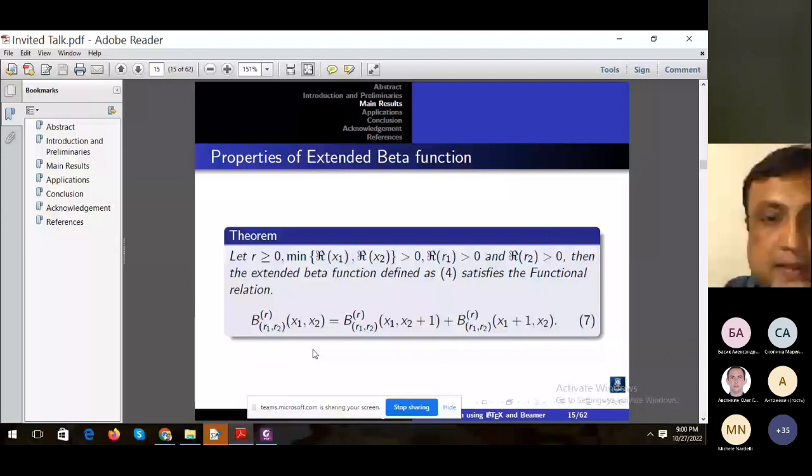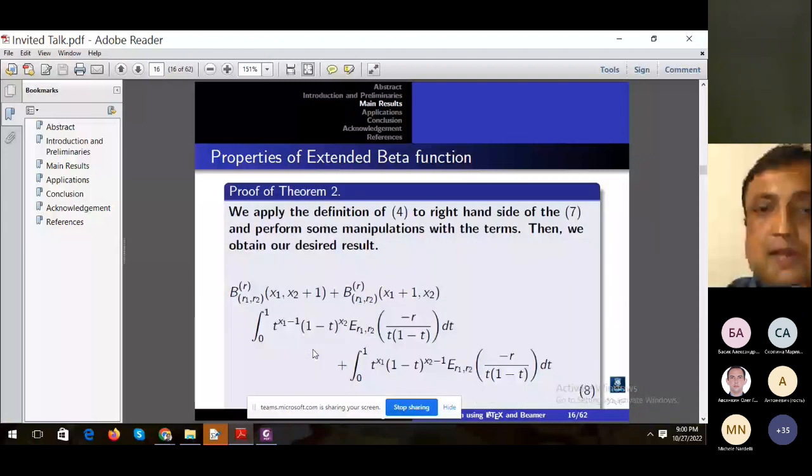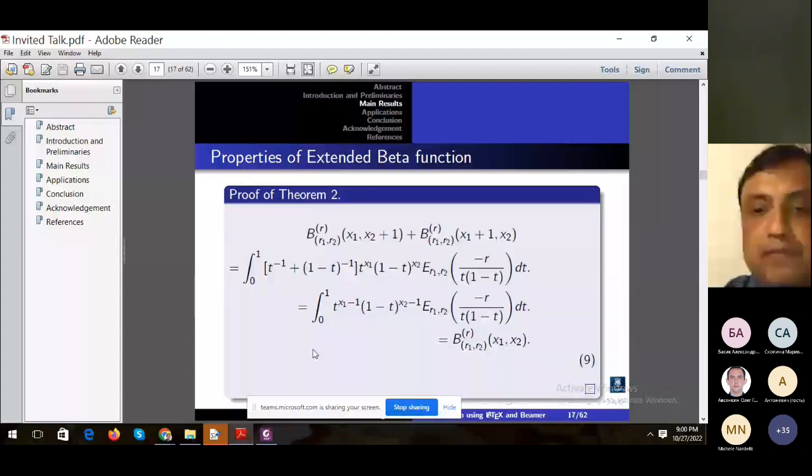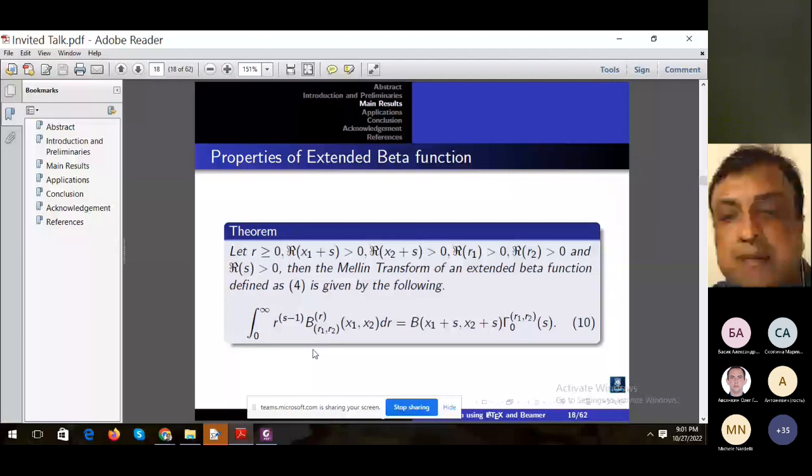This is the proof. We apply the definition of the extended beta function to the right hand side of equation number 7 and perform some manipulations with the terms. Then we obtain our desired result, given by equation number 8. Then in the same way, using some computation, we get this property. In the third theorem, we have proved the Mellin transform of the extended beta function.